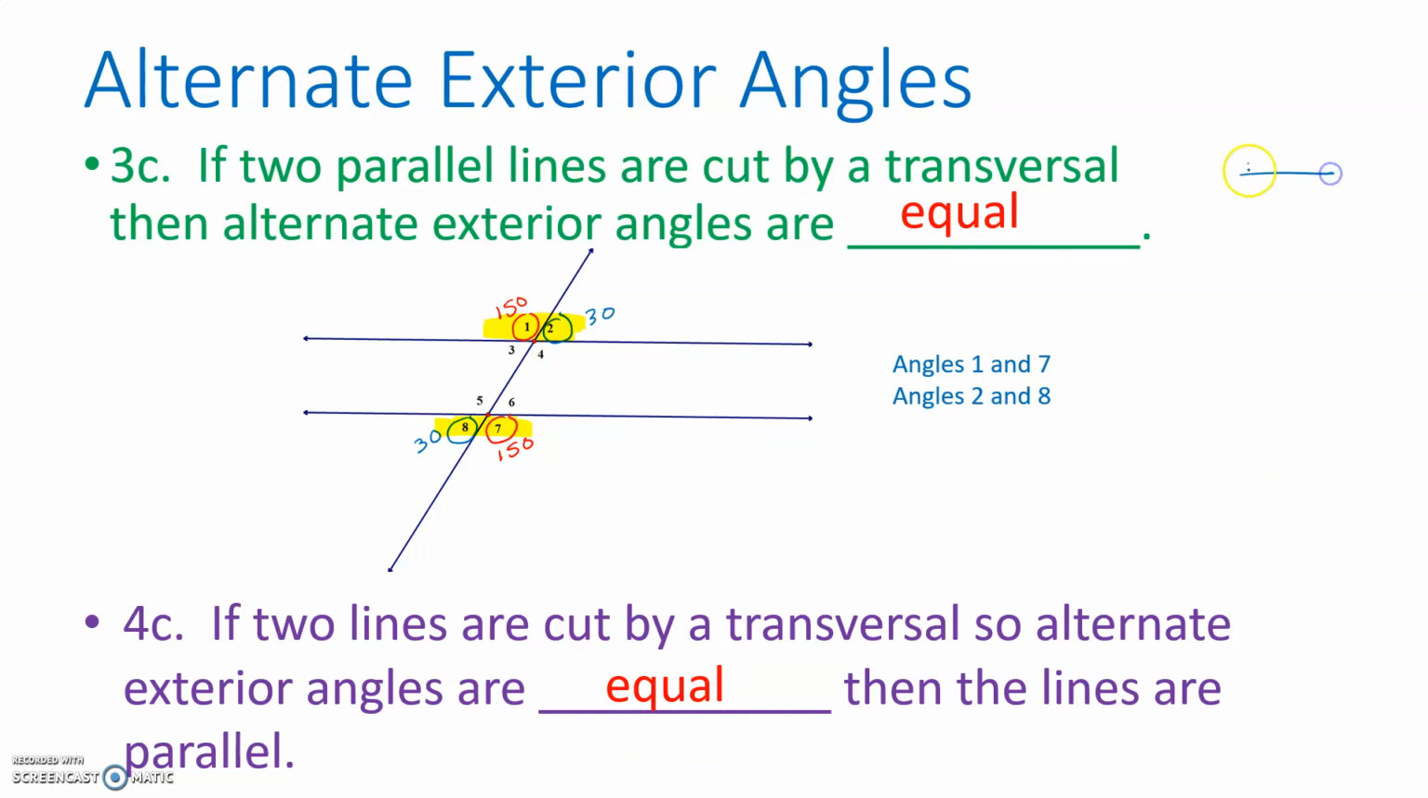So again, this is a statement that says I'm starting with two parallel lines. They're cut by a transversal, so then I know that the alternate exterior angles are equal. This one says I'm starting with any two lines. I don't know anything about them except that they create alternate exterior angles that are equal. If they do that, then I know that the lines are parallel. So again, there are two different conjectures here. One is called conjecture 3C, and the other one is going to be written as conjecture 4C.